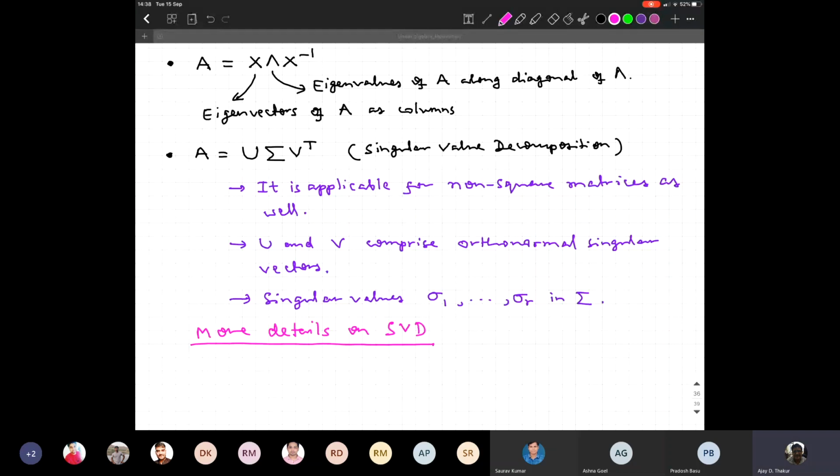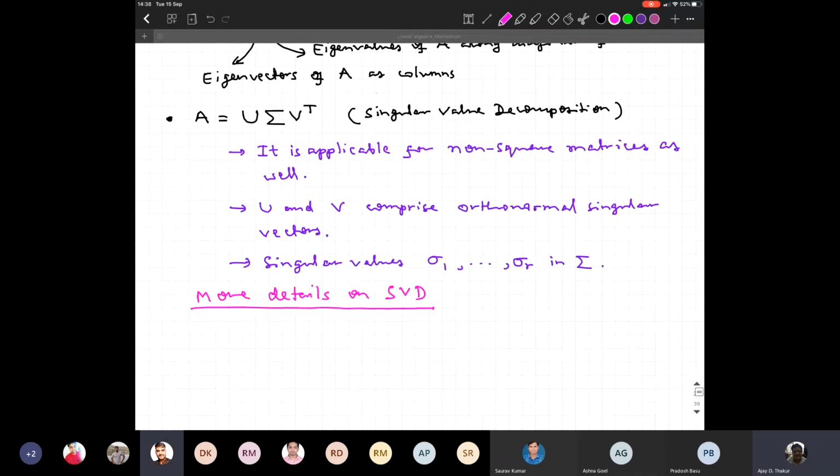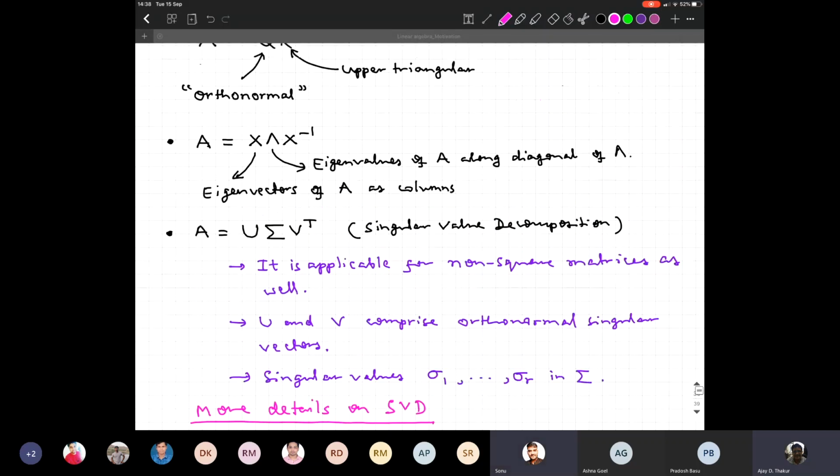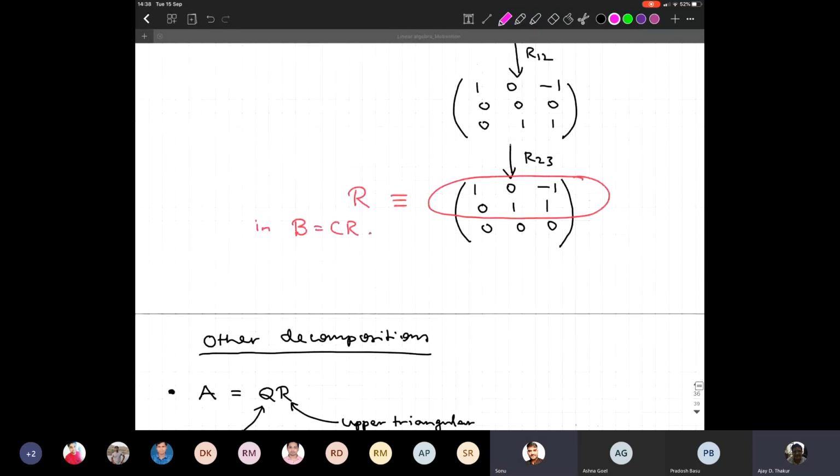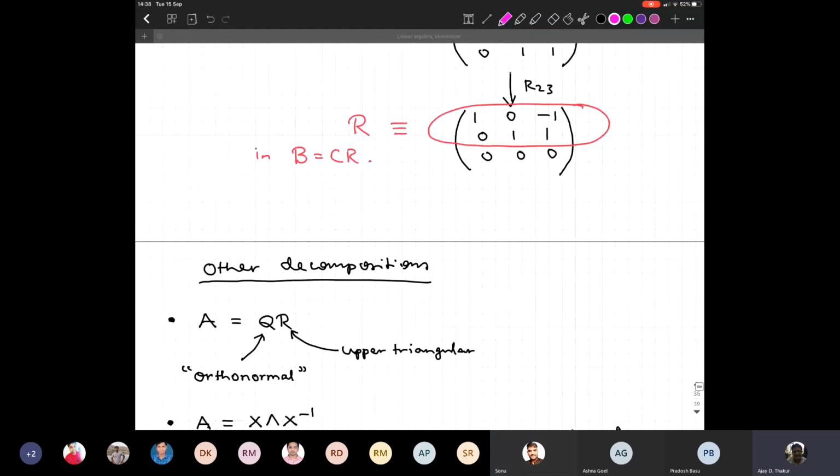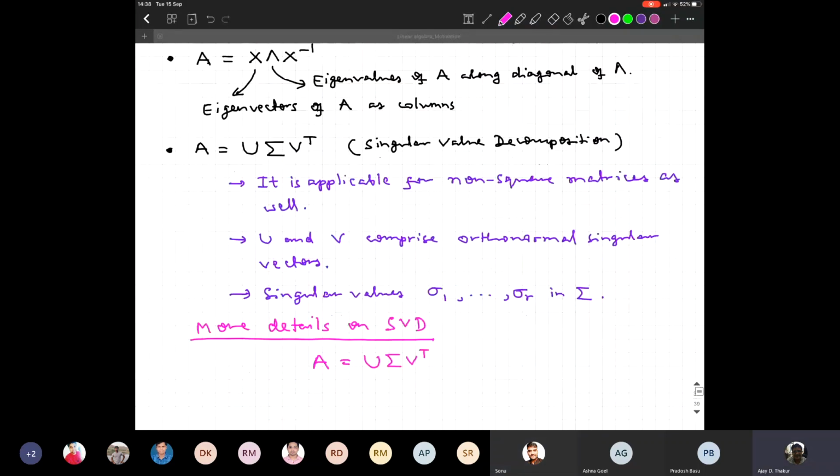Sir, is there any particular name of the second decomposition? We call it the CR decomposition. Basically you are putting it into row echelon form, reduced row echelon form, the row matrix, and the column matrix comprises only the linearly independent columns.